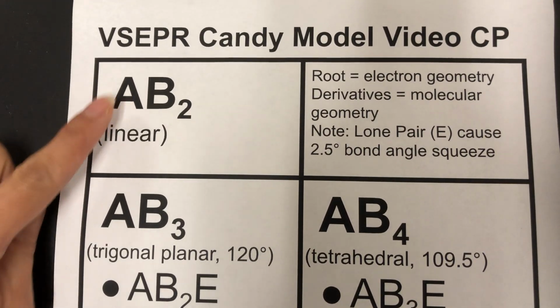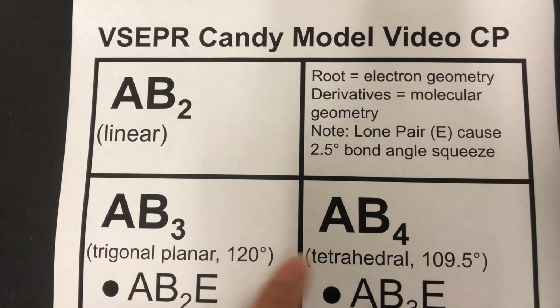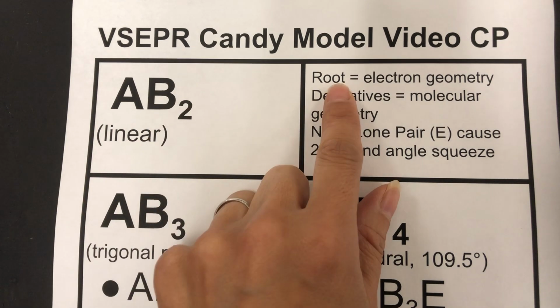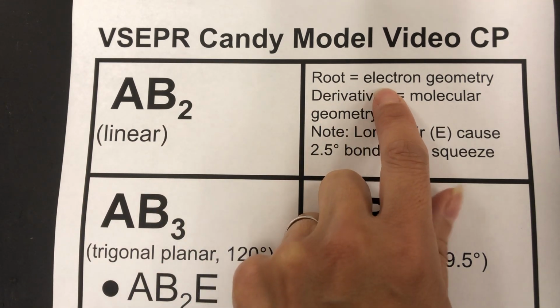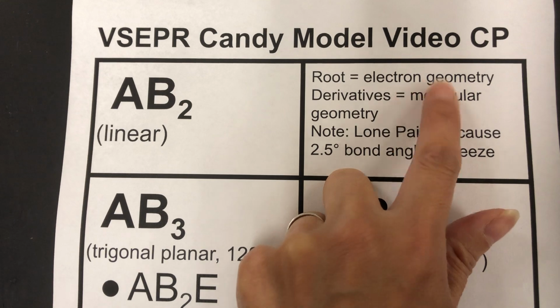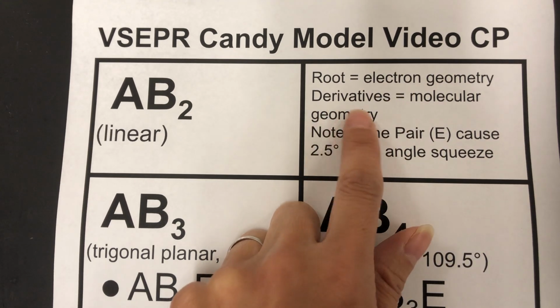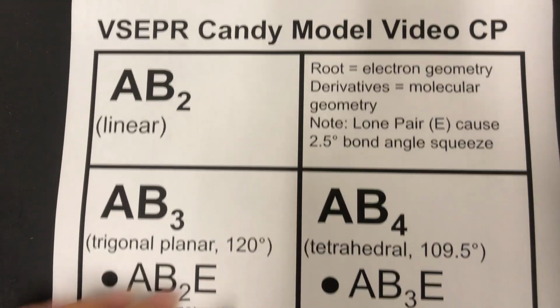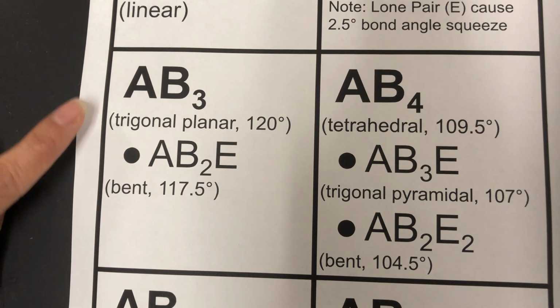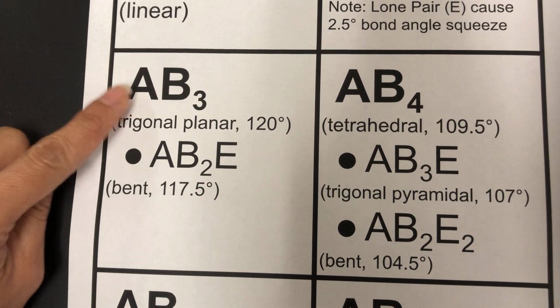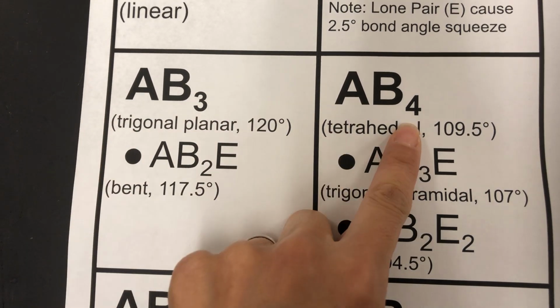So those are your root shapes. AB2, 3, 4, 5, and 6 are all your root shapes. We call that your electron geometry. And then we're also going to do the derivatives of those shapes. So your derivatives are really within the AB3 as well as AB4.